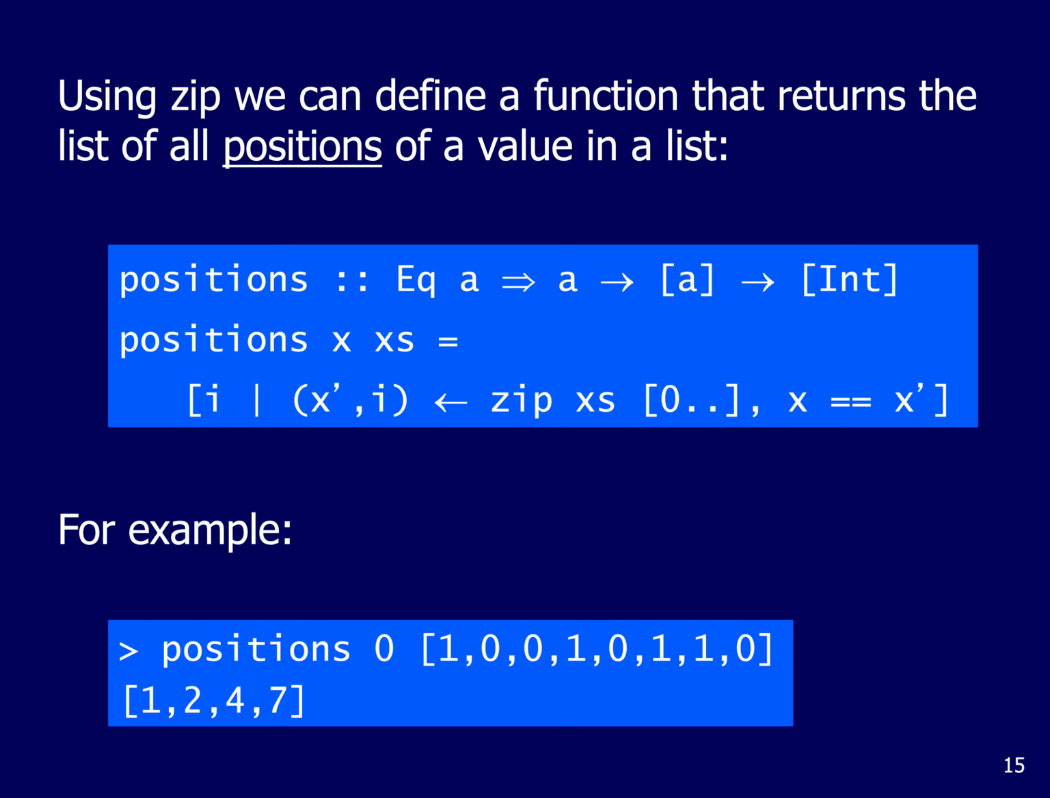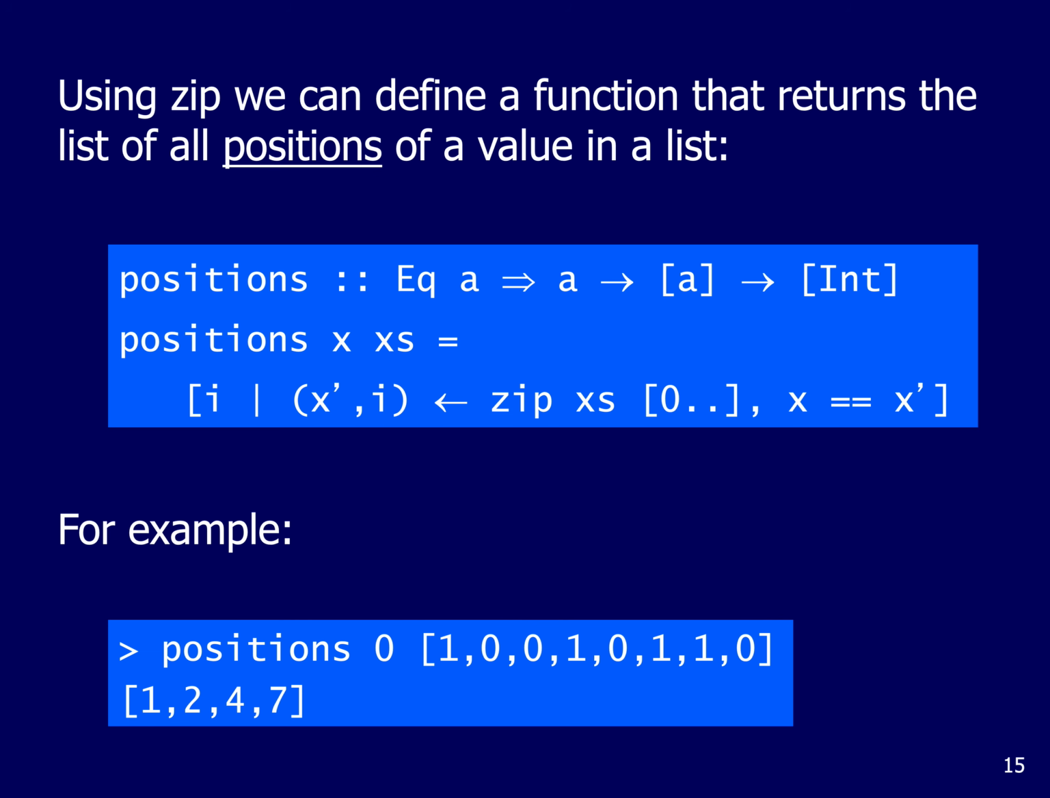So let's have another example of doing something a bit more interesting. Here we're defining a function called positions, which returns the positions of a value in a list. And we're going to use zip to do this. So if we look at the example down the bottom, if we want to find the places where 0 appears in this list of ones and zeros, then we kind of run along that list and we'd see the places where the 0 appears. So the 0 appears in position 1, position 2, position 4, and position 7.